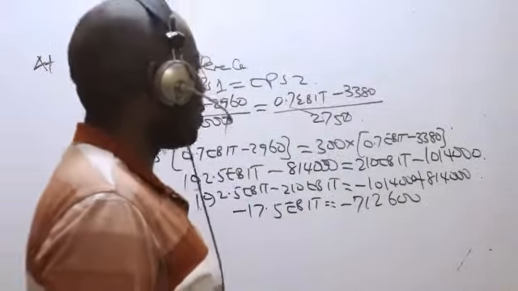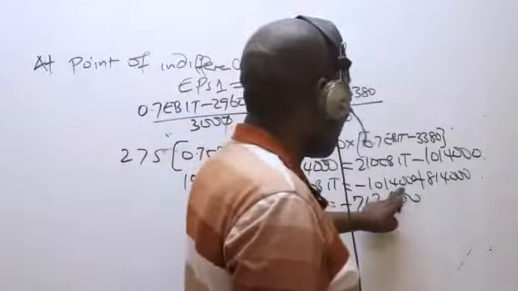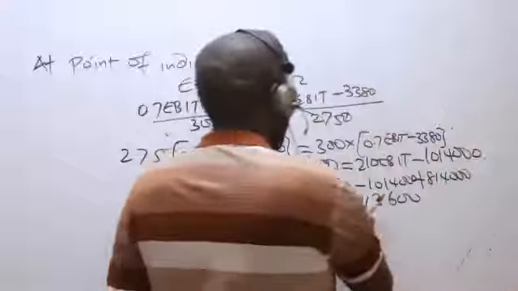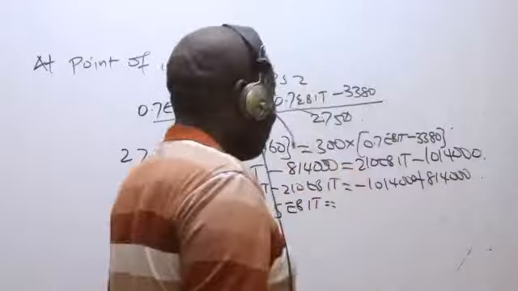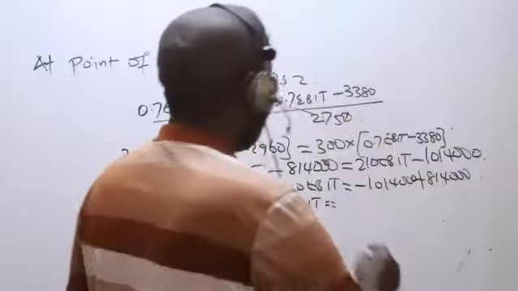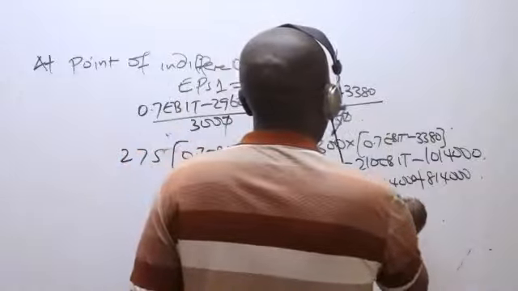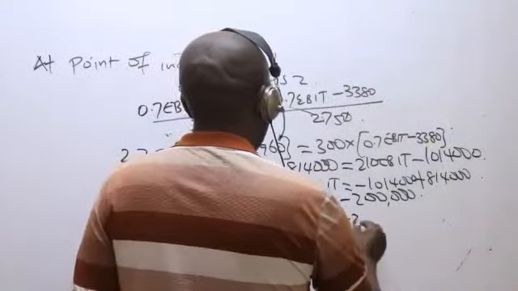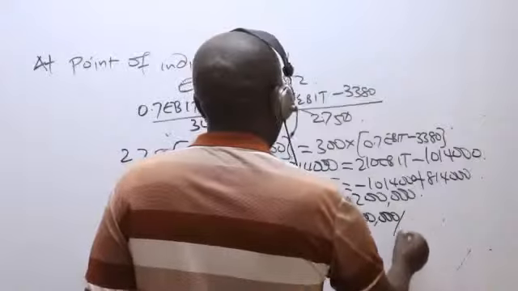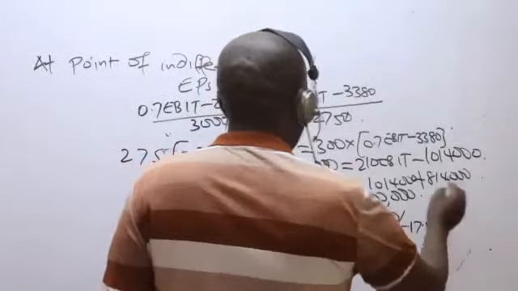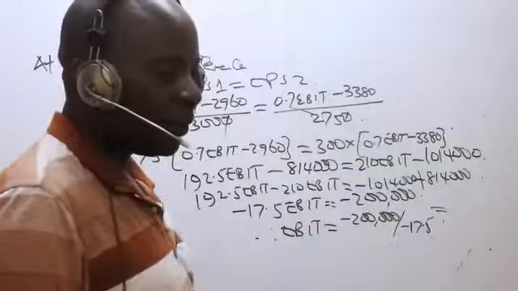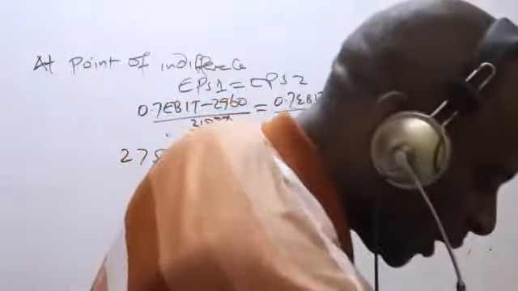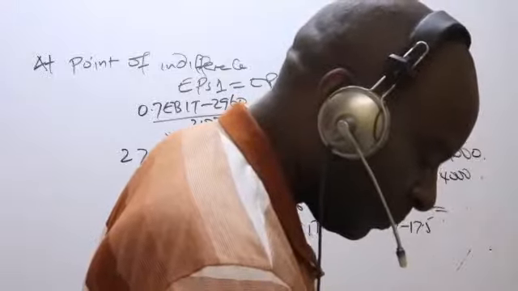Then what is minus 1014,000 plus 814,000? I'm being told that this is supposed to be minus 200,000. And therefore, EBIT will be equal to minus 200,000 divided by minus 17.5, which will end up giving me what figure, ladies and gentlemen?